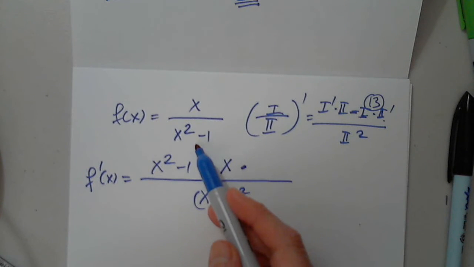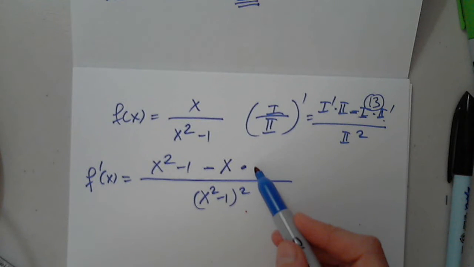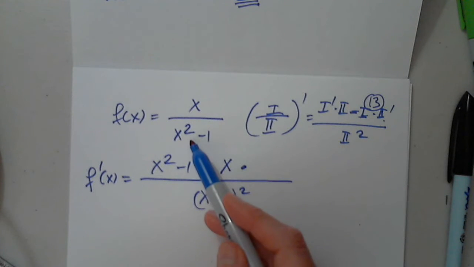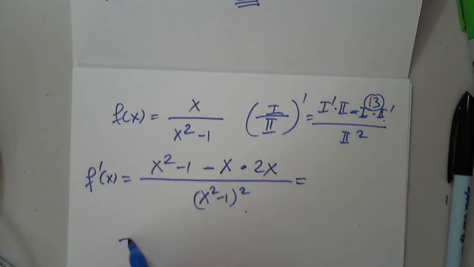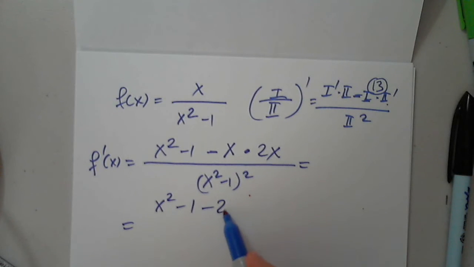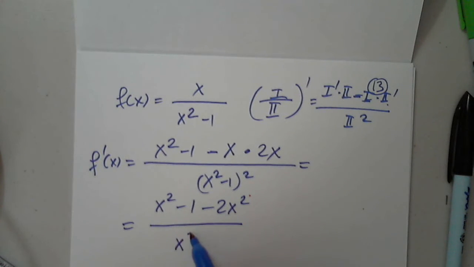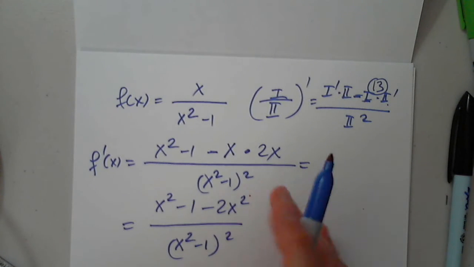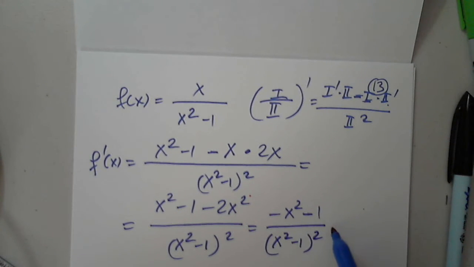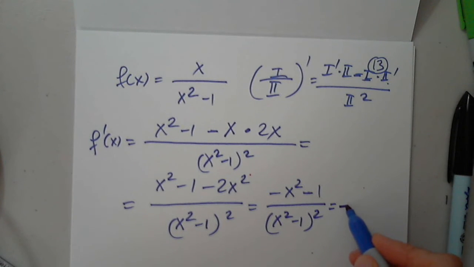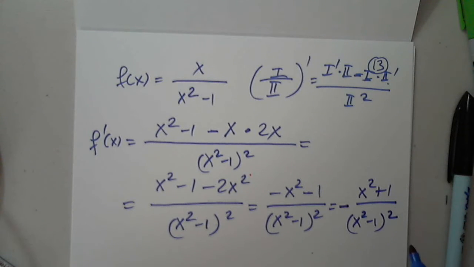So what is the derivative of the denominator? Would it be x? Or would it be 2x? Very good, awesome. Okay, so then I have x squared minus 1 minus 2x squared over x squared minus 1 squared. Do not be tempted to do anything, please. So then I have negative x squared minus 1 over x squared minus 1 squared. I recommend negative x squared plus 1 over x squared minus 1 squared. We don't want a negative leading coefficient.